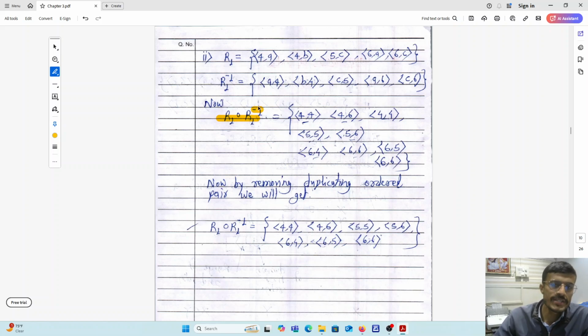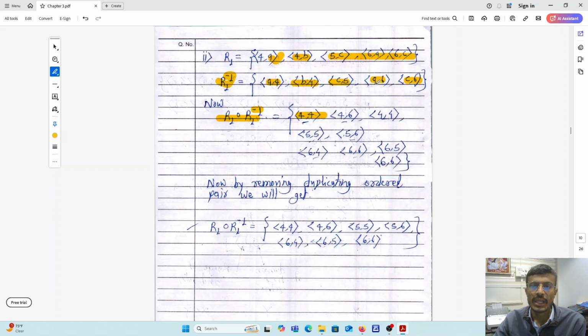It is nothing but the converse. So R1 is what? 4A, 4B, 4C, 6A and 6C is given to you. From R1 you can find R1 converse, which is A4. We just interchange 4 and A. Then B4, C5, A6 and C6. Then applying R1 composition R1 inverse, which is the same as 4, 4. You can check 4A, A4, that is 4, 4.